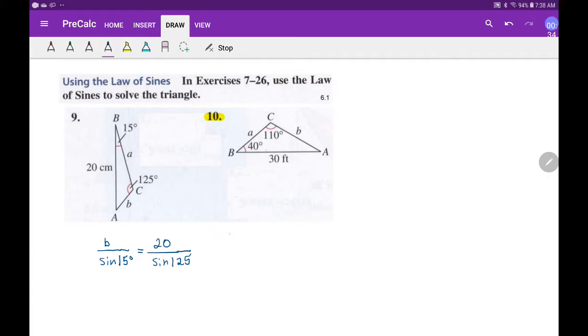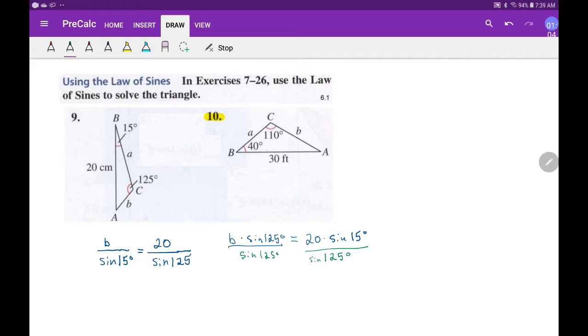I can say B times the sine of 125 is equal to 20 times the sine of 15. Okay, and then I'm going to divide both sides by the sine of 125. And when I do that, let's see, now I pick up my calculator.